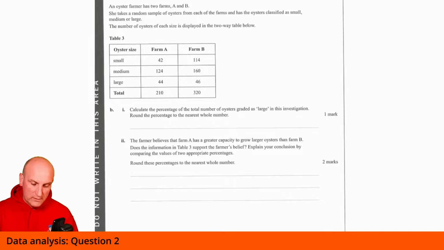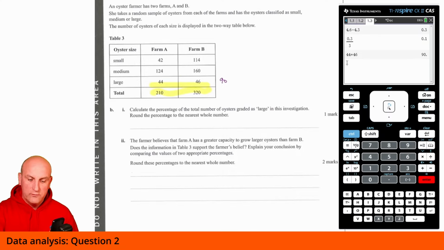If we look at the total number of oysters that are large, it's 44 and 46. Now, 44 plus 46. I'm doing this offline because I hate making silly mistakes. So it's 90. How many oysters are there in total? The question wants the total number of oysters, so I add those together. Let me bring up my calculator so you can see what I'm doing. 210 plus 320 gives me 530.